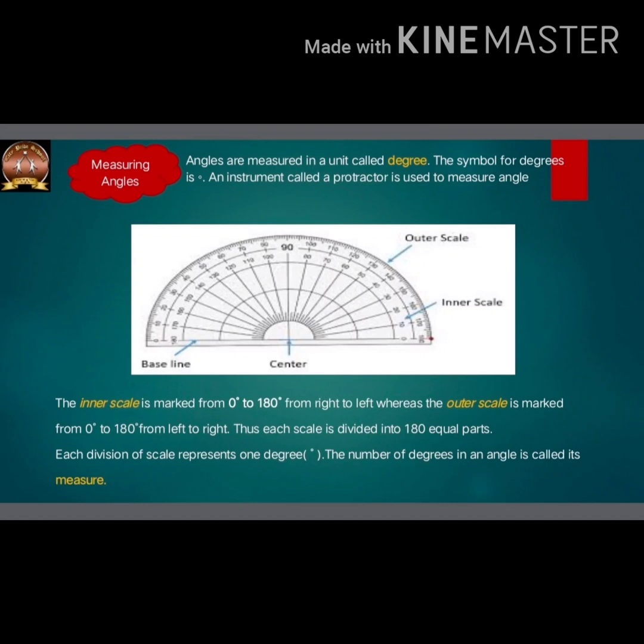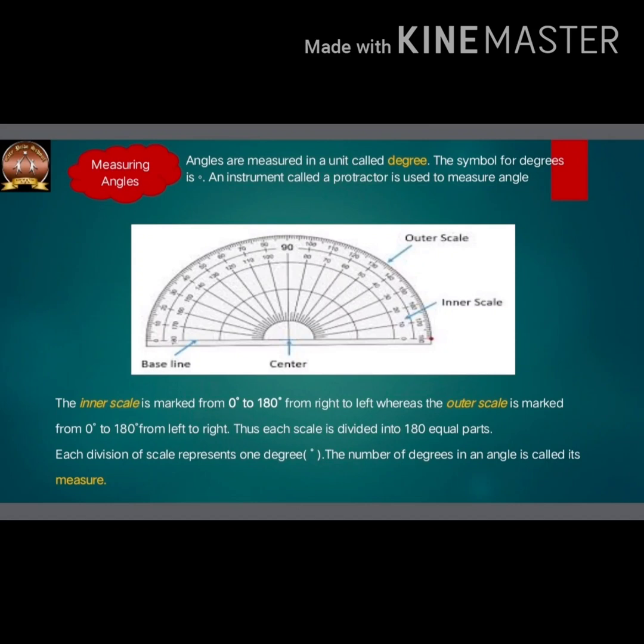You all can see the figure of a protractor, or we also call it a D. You can observe that on my D I have two scales or two readings. One is the outer scale and one is the inner scale. The inner scale is marked from 0 to 180 degrees starting from right to left. If you observe the inner scale, the baseline, that is the right side sleeping horizontal line, starts with 0 and takes a complete half turn towards the left and ends up with 180 degrees.